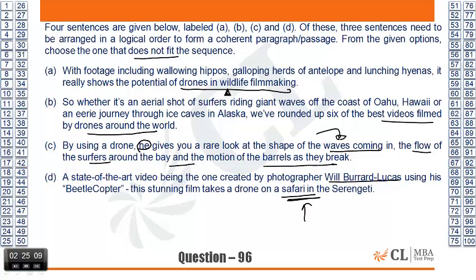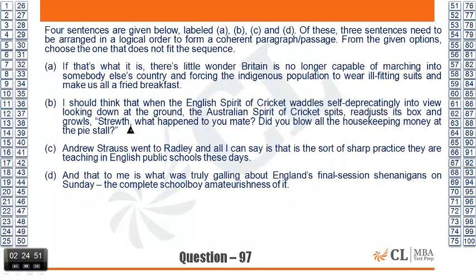Safari jungle. Drones in wildlife filmmaking. I think you are out, Dada. C doesn't make sense. State of the video one created by B to C D with footage including. I think perfect. C will be out. So I think C would be good. So 96 will be C. 97.